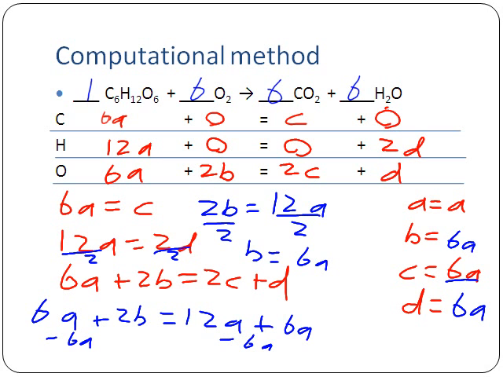On the left we have 6 carbons. On the right we have 6 carbons. On the left we have 12 hydrogens. On the right we have 12 hydrogens. On the left we have 6 oxygens. Actually, no, we have 6 oxygens in the first term right here, plus another 12 oxygens in the second term, which gives us a total of 18 oxygens on this side. On the right side, we have 6 times 2 is 12 oxygens here, plus 6 more gives us 18 on the right side. And so that balances out. And that is how you'd go about using the computational method to balance an equation.